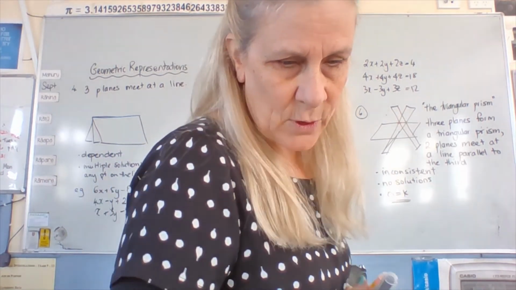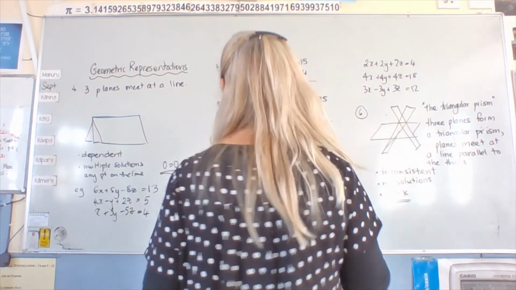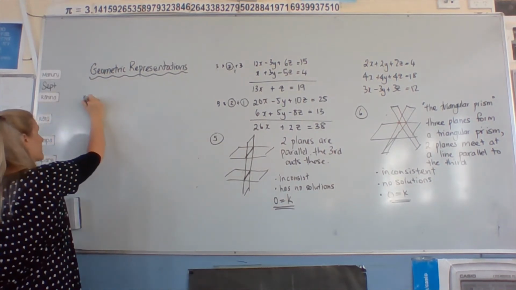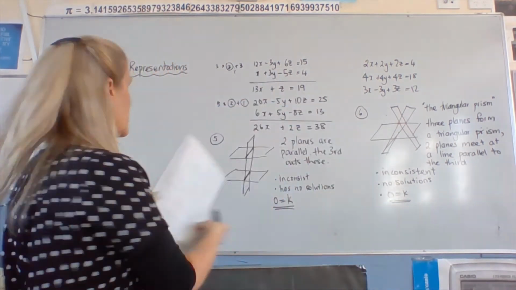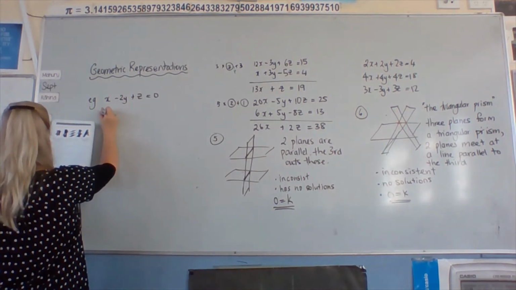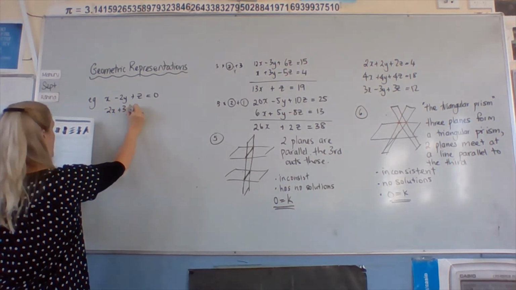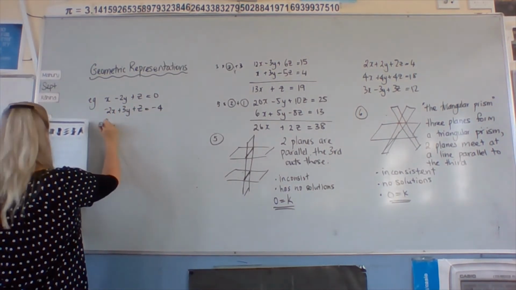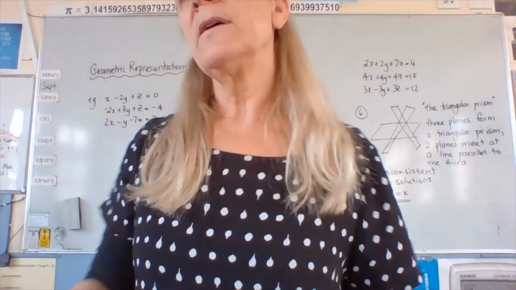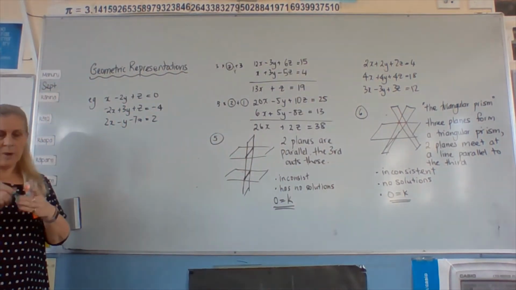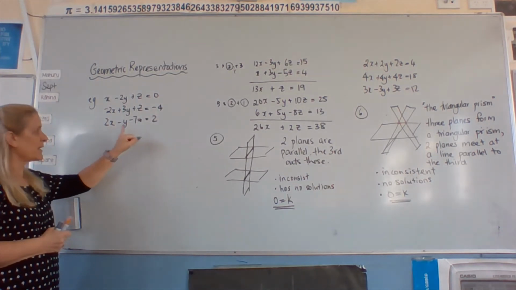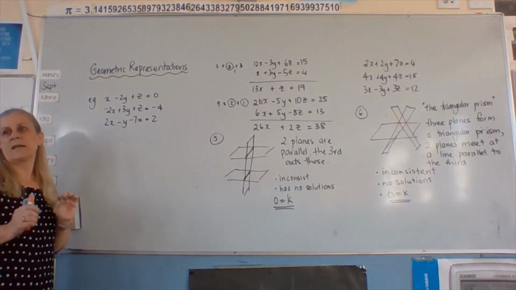All right. So what does this look like? Get the right equation. Okay, I'm going to go back over here. Copy them out. We've got x minus 2y plus z equals 0. Negative 2x plus 3y plus z equals negative 4. 2x minus y minus 7z equals 2. Okay, so this doesn't give anything away, but when you go to your calculator and you put in 1, negative 2, 1, 0, negative 2, 3, 1, negative 4, 2, negative 1, negative 7, 2, and you push solve, it's going to say, can't do.